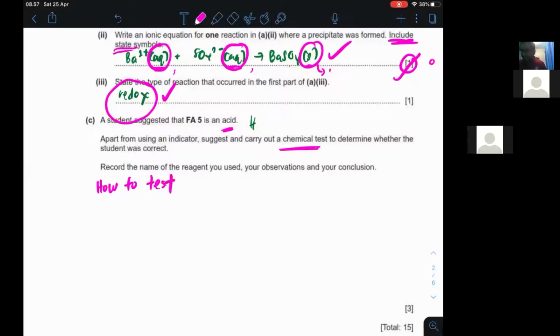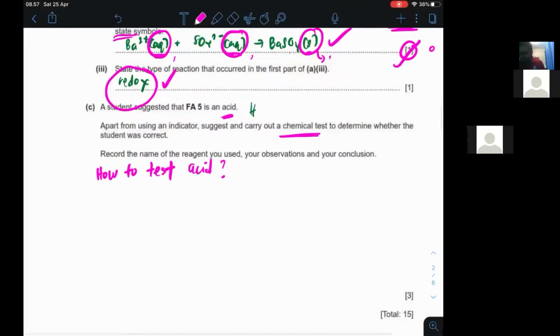Now, how to test acid? So this one, maybe I'll ask someone. How do you test acid? Andrew, how do you test acid? Blue litmus paper? It's indicator. Litmus paper is still indicator, so they want a chemical test. How do you test acid? React with metal. Okay, good. Okay, what metal? Suggest, because they say name.